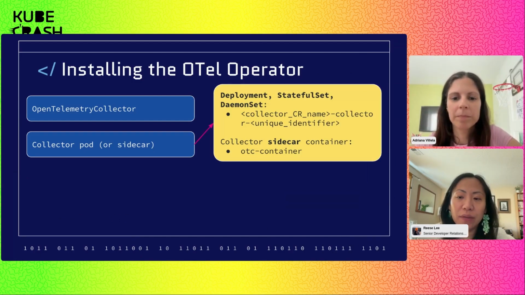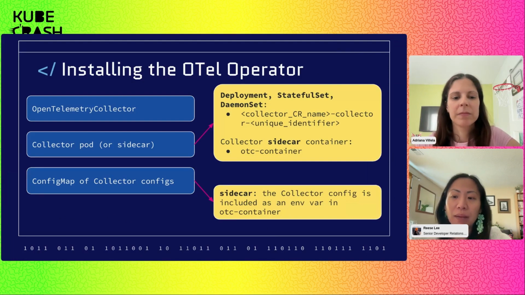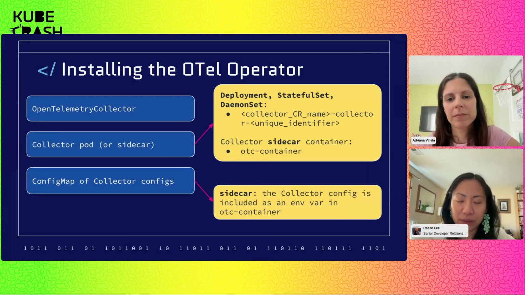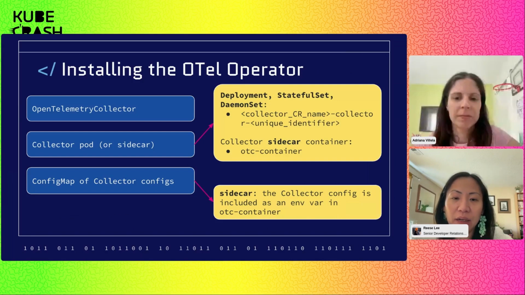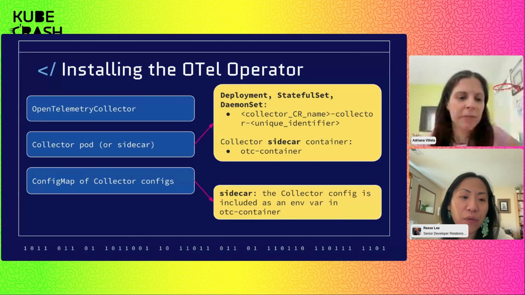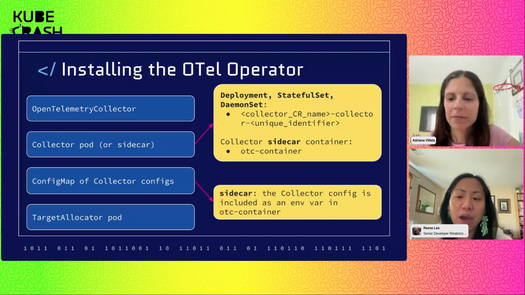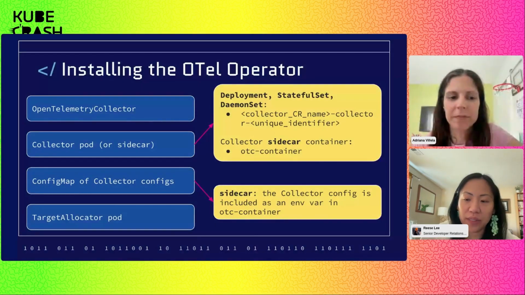Next, you will want to see a config map of collector configurations. Again, if you have specified non-sidecar mode, look for the resources that were stated above. And in the case of sidecar mode, note that the collector config is included as an environment variable in OTC-container. And finally, if you have enabled the target allocator, you should expect to find an object for this as well. Look for a resource named collector CR name, and then the target allocator along with its unique identifier.